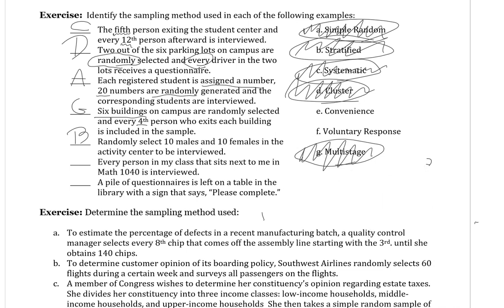All right. Almost done here. Every person in my class that sits next to me, that's very convenient. They are interviewed. That's super convenient. And lastly, a pile of questionnaires is left on the table in the library with a sign that says, please complete. That is going to be our voluntary response sample, and we are done.